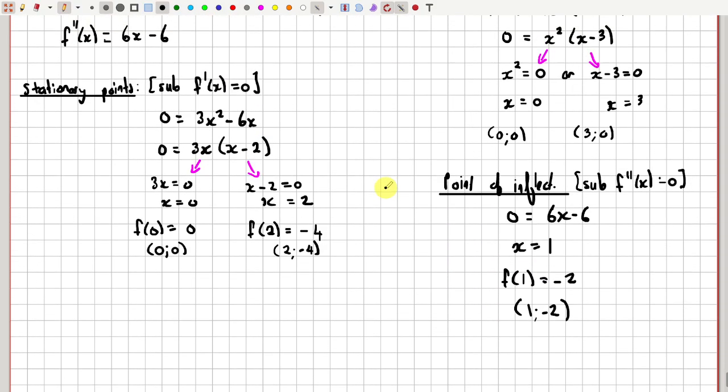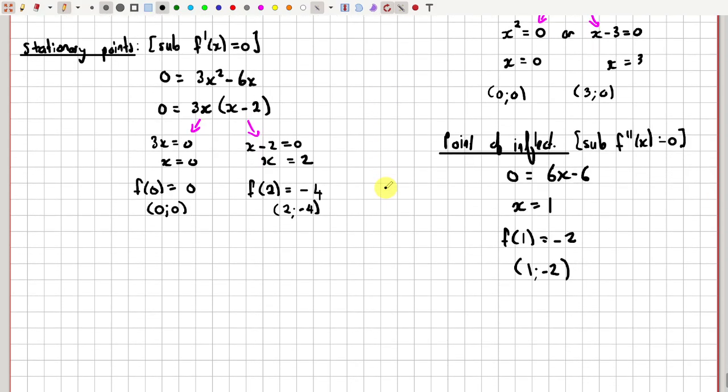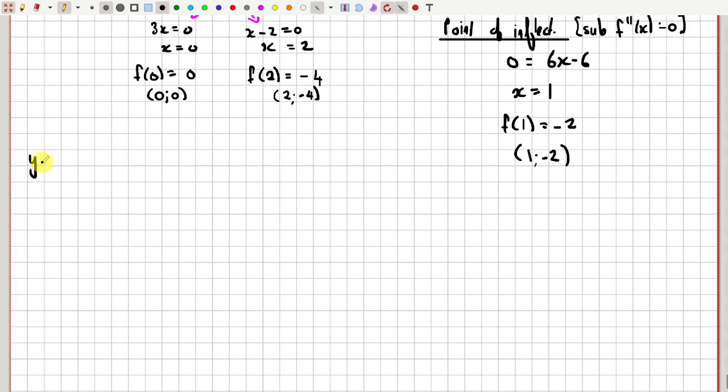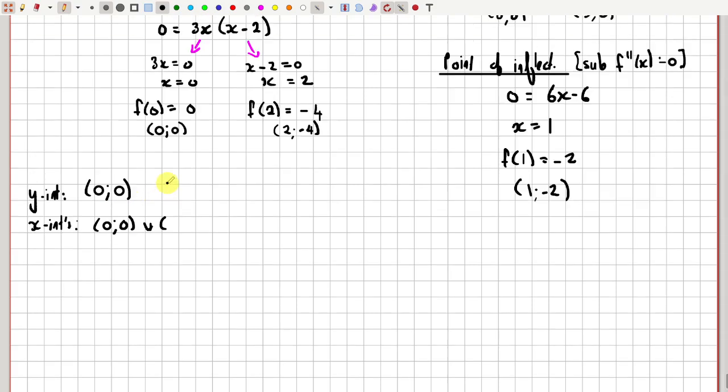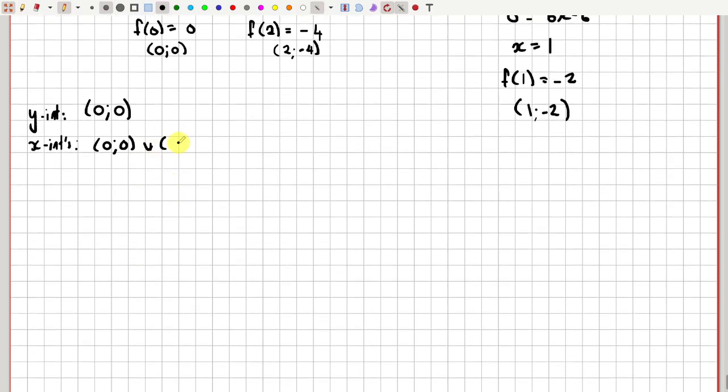Right, and now we can finally sketch this. So just looking at what we've got: the y-intercept, which is 0 and 0. We've got the x-intercepts, which will be 0 and 0, or 3 and 0. We've got the stationary points, the turning points of the cubic function, which we see are 0 and 0, and 2 and negative 4.